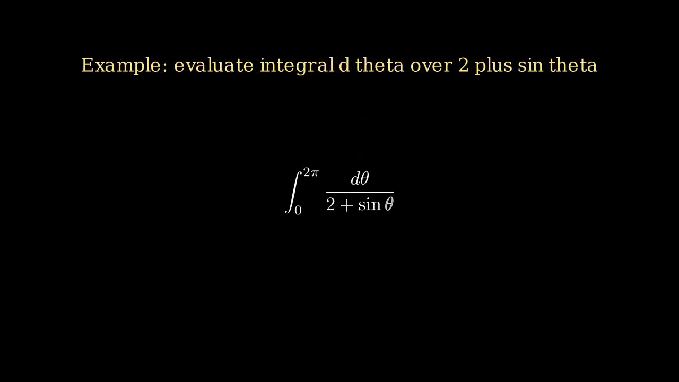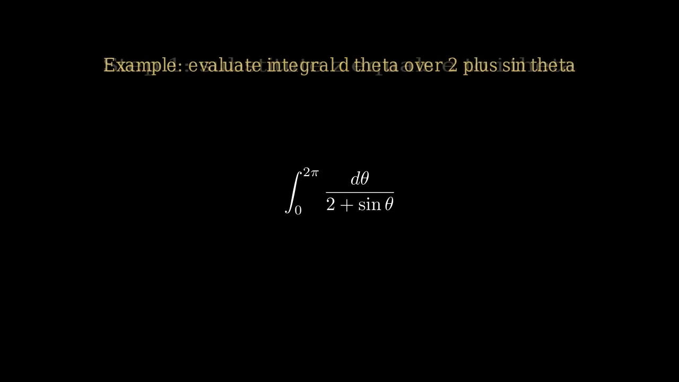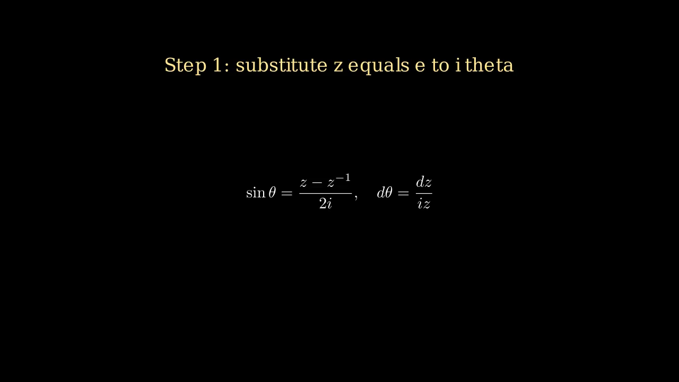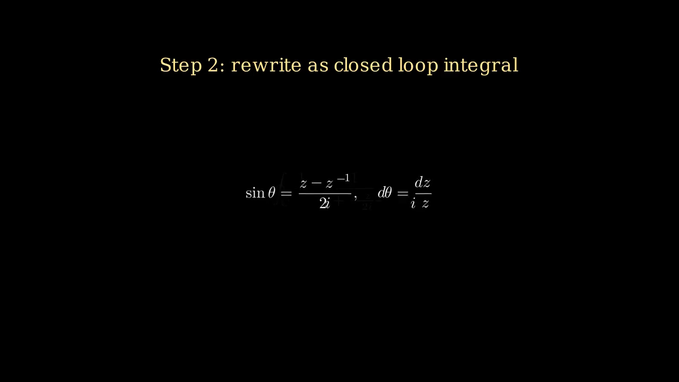Evaluate the integral from 0 to 2 pi of d theta over (2 plus sine theta). Step 1. Substitute z equals e to the i theta. So sin theta equals (z minus z to the minus 1) over 2i, and d theta equals dz over iz. Step 2. Rewrite as a closed loop integral. This becomes the closed loop integral over C of 1 over iz times 1 over (2 plus (z minus z to the minus 1) over 2i) dz.